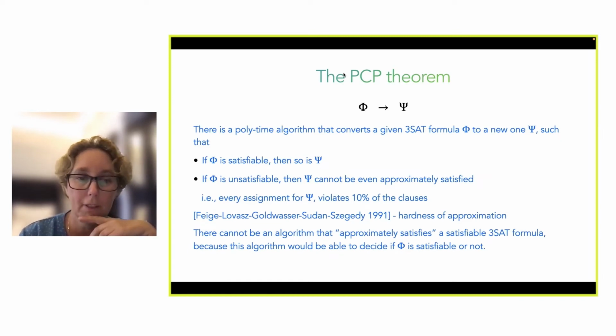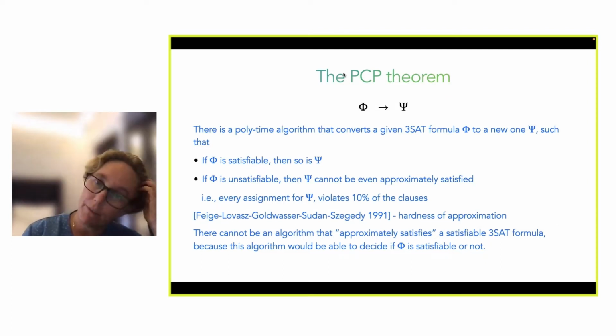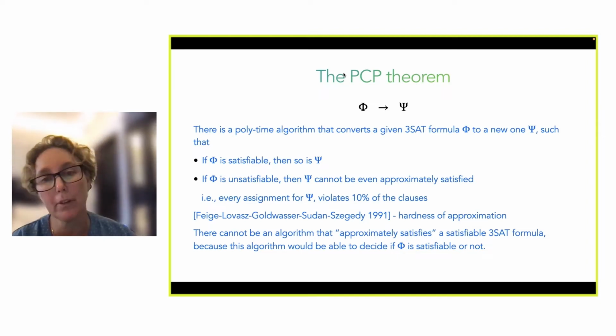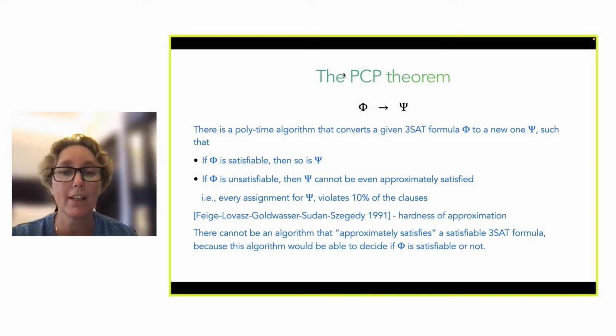It means that there cannot be a polynomial time algorithm that approximates the fraction of clauses that are satisfied. We know already that 3-SAT is an NP-hard problem. It means that if P is different from NP, there will be no algorithm that, given a formula, decides if it's satisfiable or not. But one could potentially hope that maybe there is an approximation algorithm. Maybe it is always the case that you can satisfy 99% of the clauses. A priori, that could be the case. The PCP theorem shows that it's not the case.